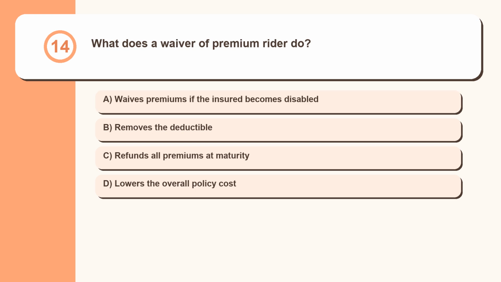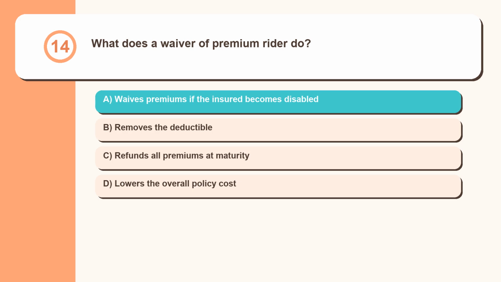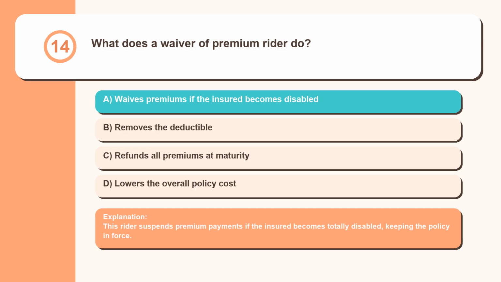Question 14. What does a waiver of premium rider do? Waives premiums if the insured becomes disabled, removes the deductible, refunds all premiums at maturity, lowers the overall policy cost. This rider suspends premium payments if the insured becomes totally disabled, keeping the policy in force.